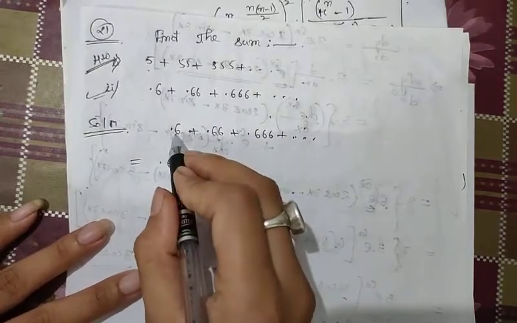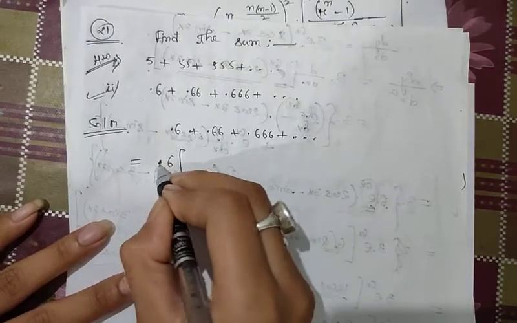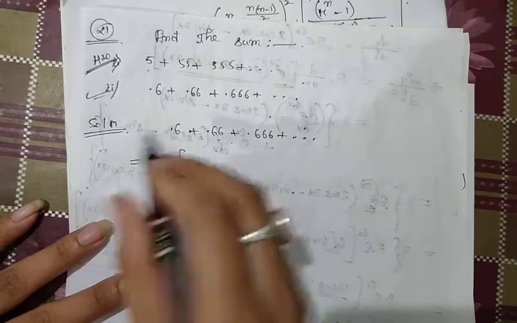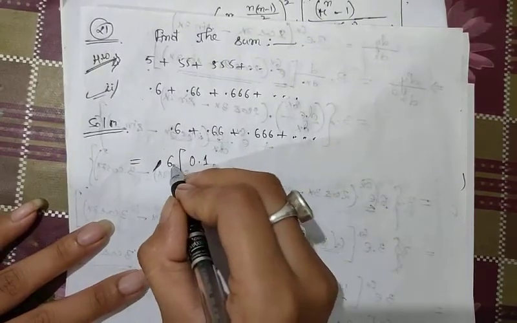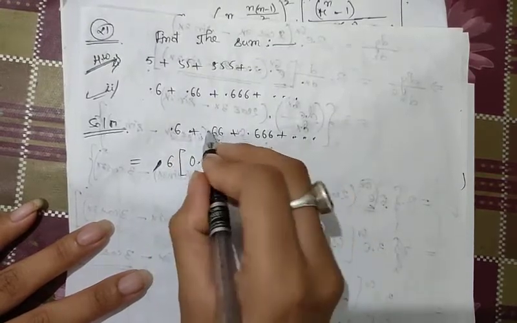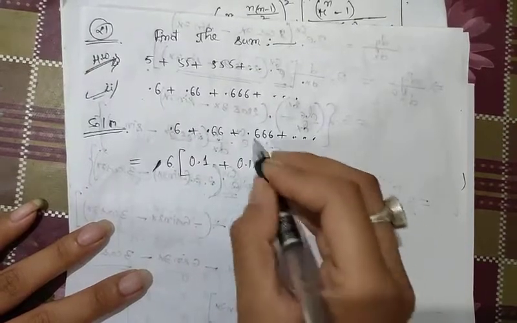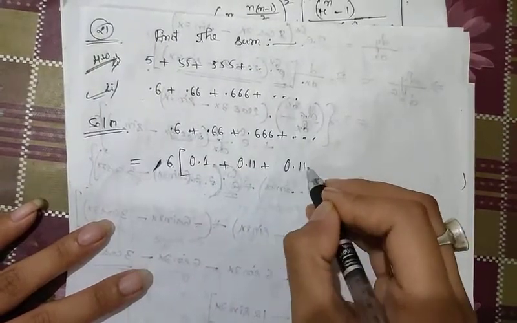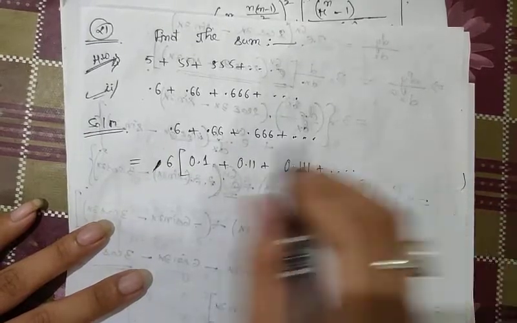We'll take 6 common. So first term will be left with 0.1. We can verify it: 6 into 0.1 gives 0.6. Plus again when we take 6 common out, we'll be left with 0.11. So from the third term we'll be left with 0.111, and it will go on in this way.